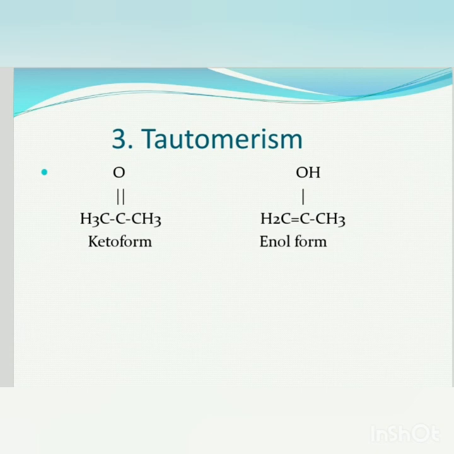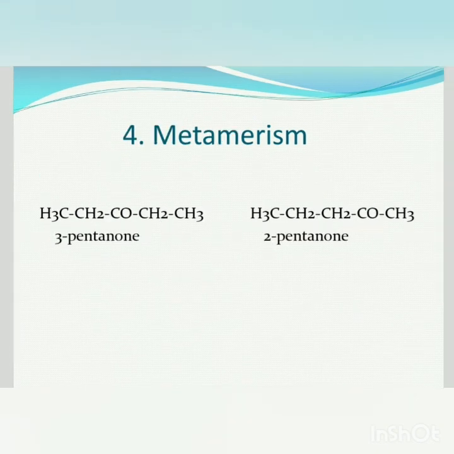And the next type of isomerism is metamerism. The definition of metamerism is: the compounds having the same molecular formula but the alkyl groups attached to the functional group are different. So it is known as metamerism, and the compounds are known as metamers. The examples of metamers are 3-pentanone and 2-pentanone.